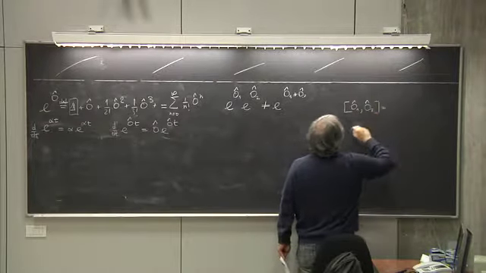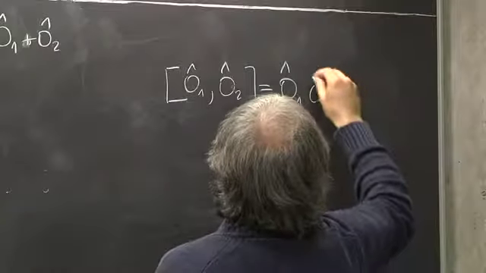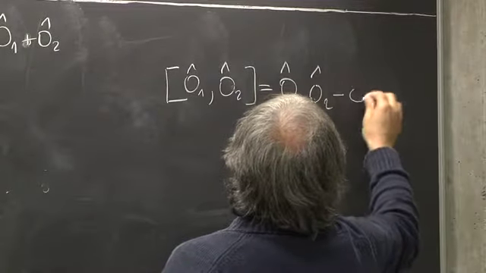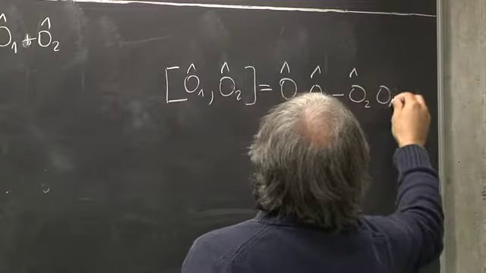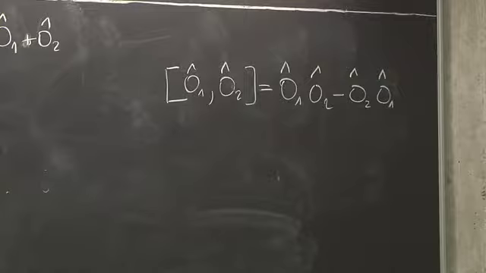It simply measures the difference between acting in one order minus the opposite order, okay? So for numbers, this would be zero, because it doesn't matter the order in which you multiply. But for operators, that's not true. It matters if you first take a derivative and then multiply by x, or vice versa, you first multiply by x and then take the derivative. It matters.